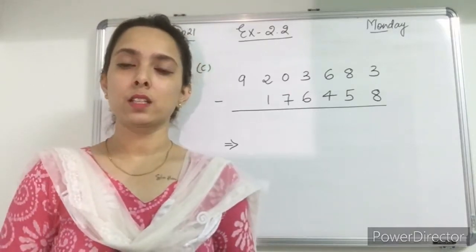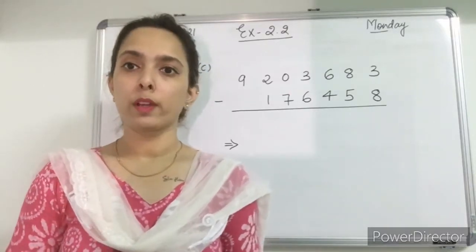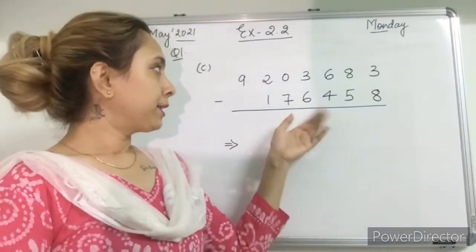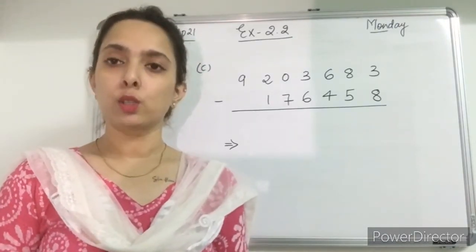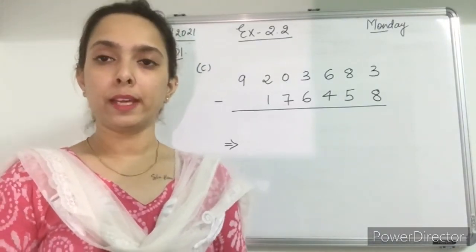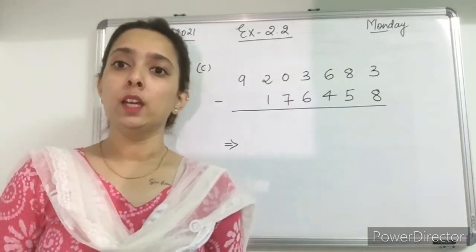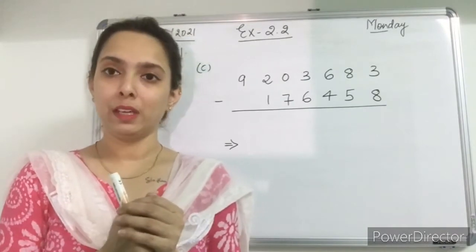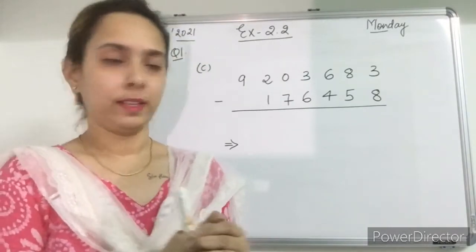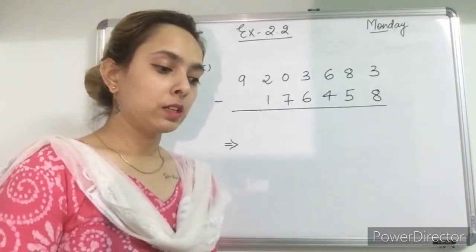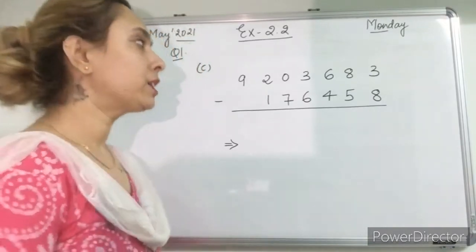Now let's start with exercise 2.2. And here the first question is, those who are having a book with them, they can do this question in the book only, and those who are not having, kindly copy the questions from the PDF and solve them. So the question is, subtract the following and mark the periods in the answer.